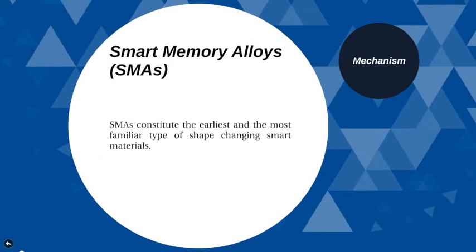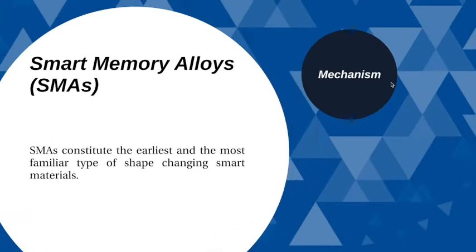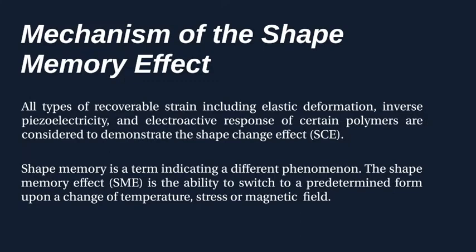So we go first to smart memory alloys. Okay, because the SMAs or smart memory alloys is the earliest smart material or shape changing smart material, and it is like the most familiar type. Okay, so I've shown you the nitinol, so let me show you how the memory effect works.